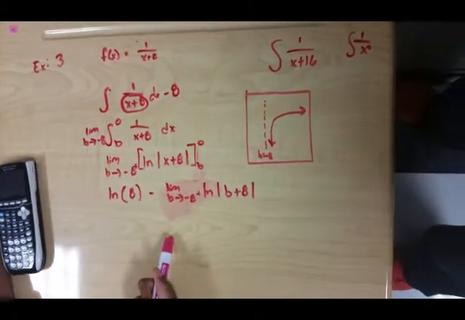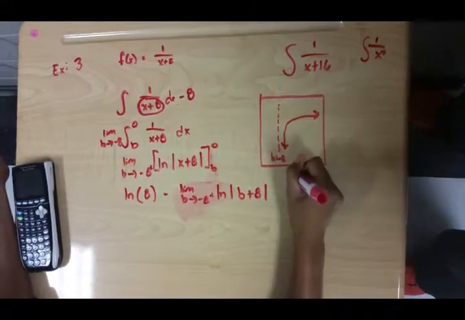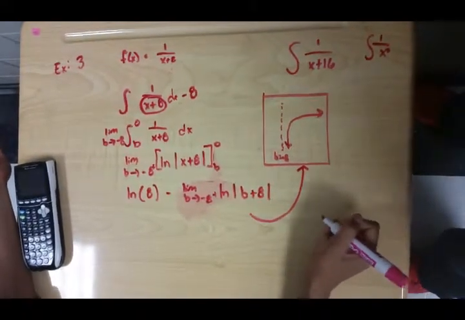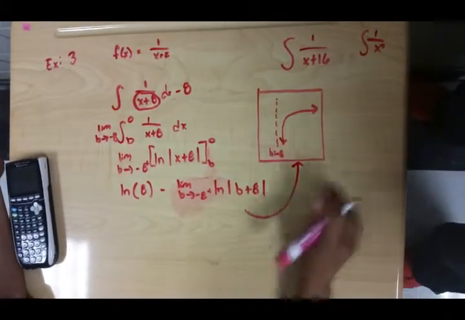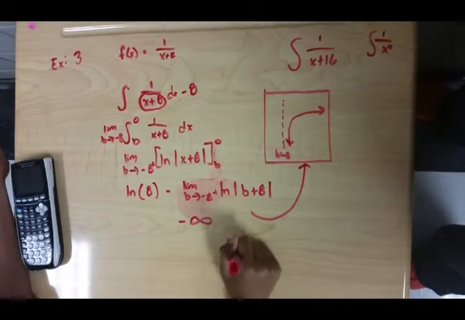Okay, and so this is the typical picture for an ln function. And so basically, from this picture, you know that it's going to go to negative infinity, which therefore makes it divergent.